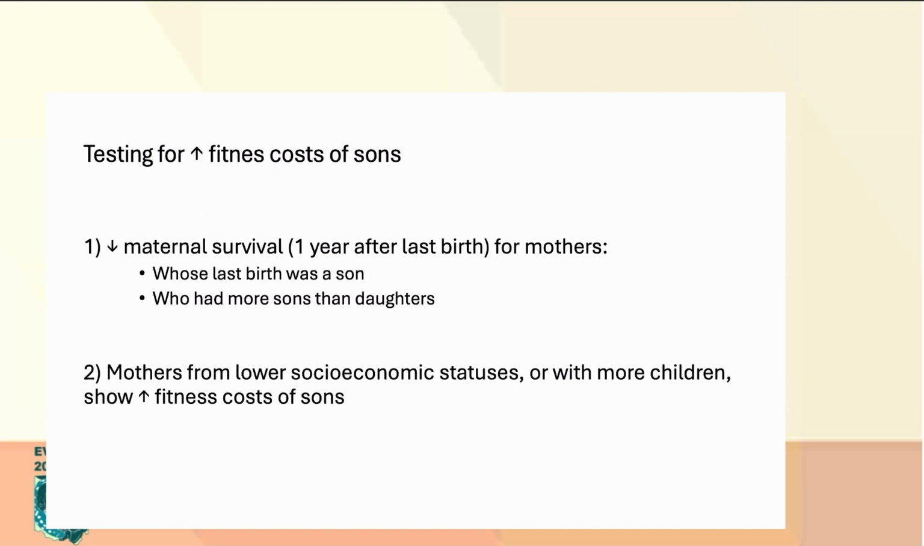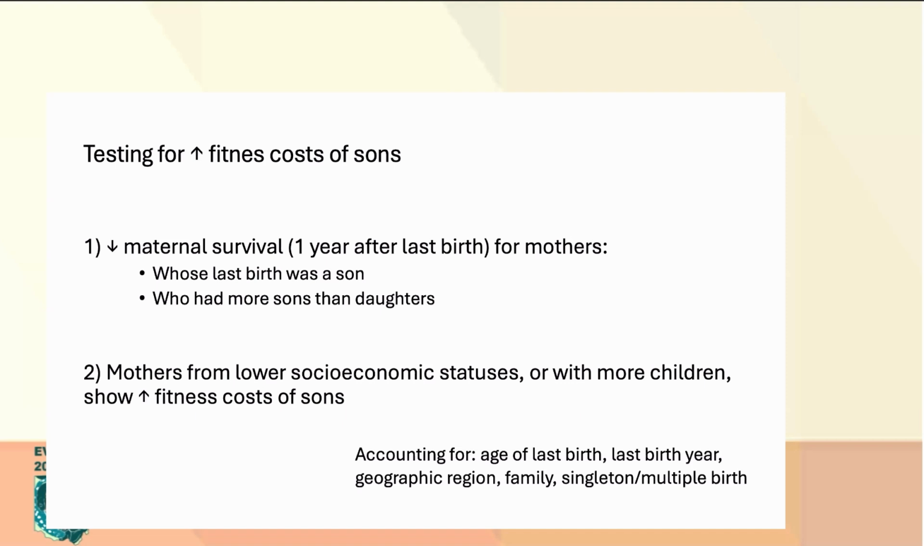So we use this data set to test whether maternal survival was reduced in mothers whose last birth was a son, who had more sons than daughters, and whether this effect was moderated by socioeconomic status and the total number of children. So our first finding was that we did not find an effect of the last birth being a son. So maternal survival was similar for mothers who had a son or a daughter at last birth, but there was an effect on the proportion of sons that they had in relation to the number of children.